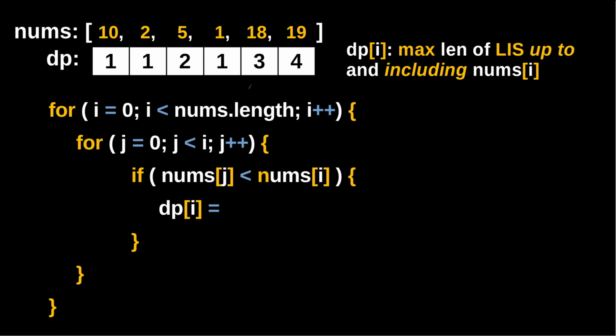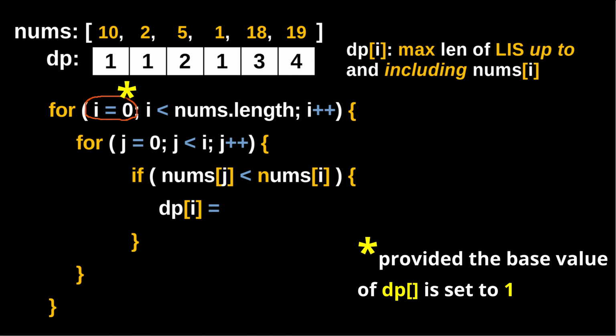Now, importantly, the outer for loop does not start with 0, because at num sub 0, we can only make one increasing subsequence. That is the value by itself. There's nothing preceding num sub 0. So the outer for loop actually does not start with 0, but it starts with 1.